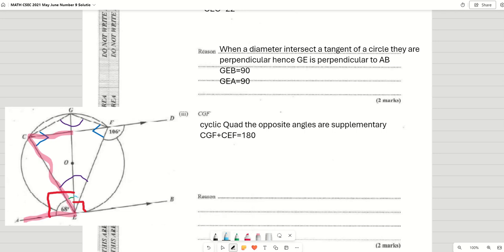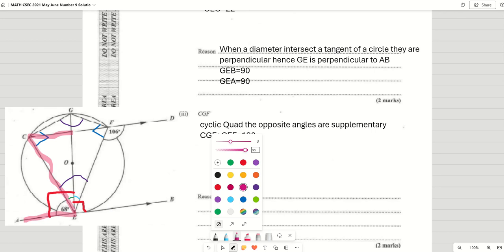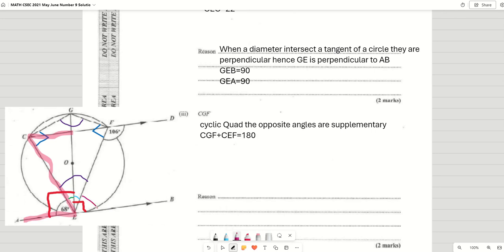Alright, so this light blue part will be easy to find out, because this is a set of rules that we'll be using, right? This angle here, the pink one, 106, and this angle are co-interior angles. So because they are interior angles, when you add them up, you're supposed to get 180.